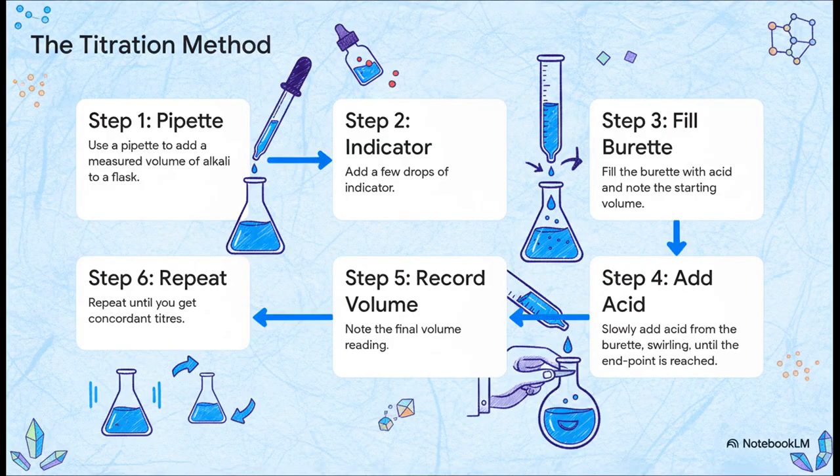The process itself is, well, it's meticulous. You measure your alkali with precision, add your indicator, and then slowly, carefully, add the acid from the burette until you see that permanent color change. You write down your volumes, and then, and this is so important, you do it again, and maybe again, until your results are totally consistent.